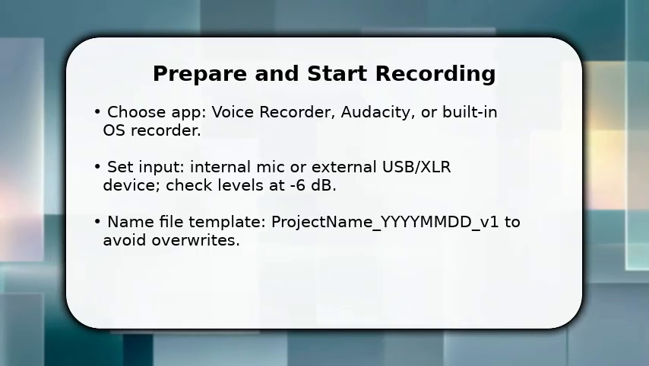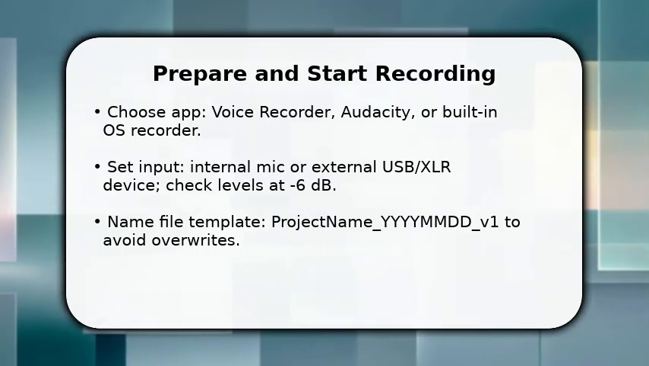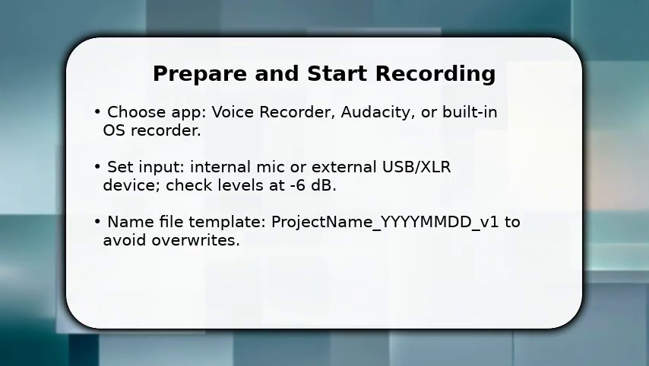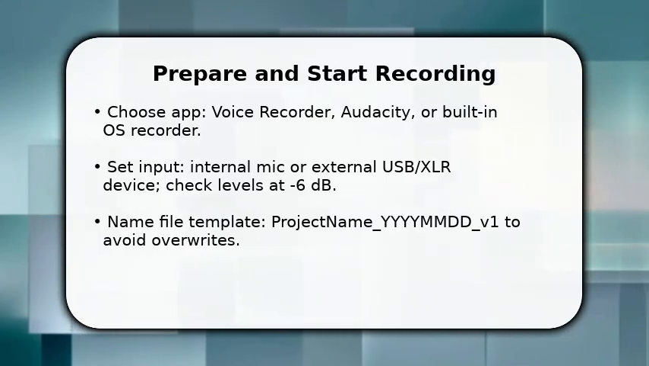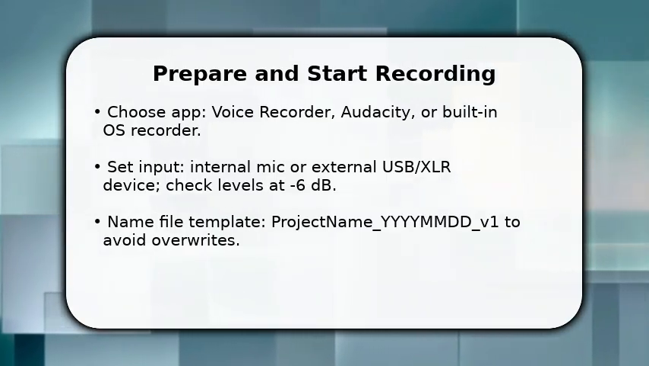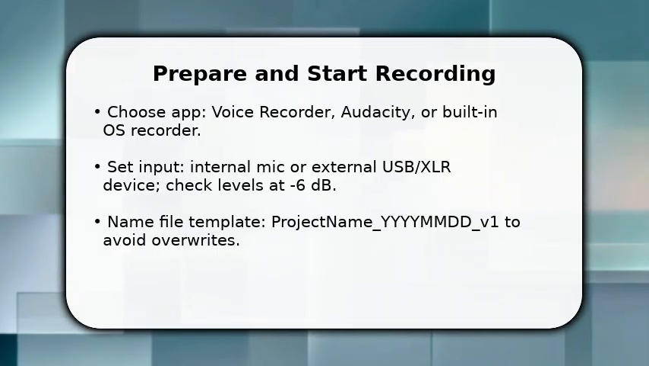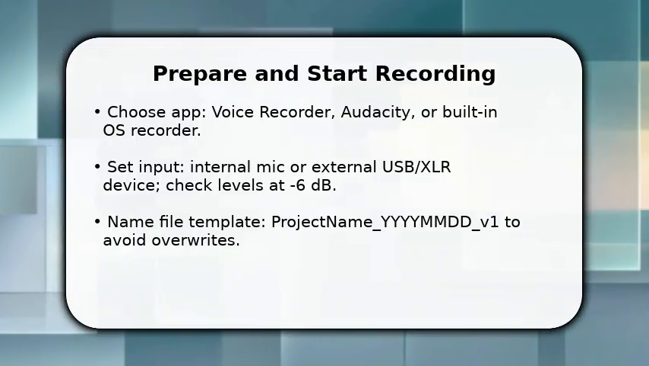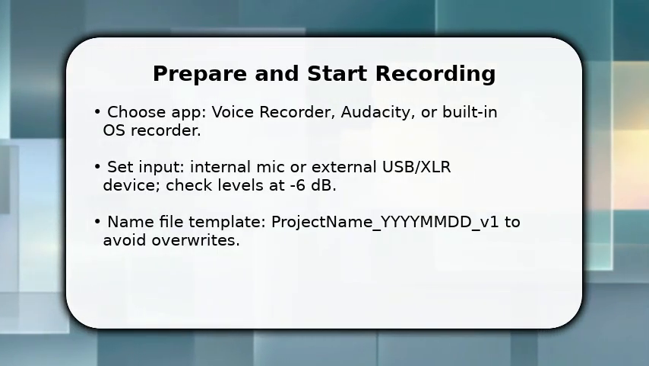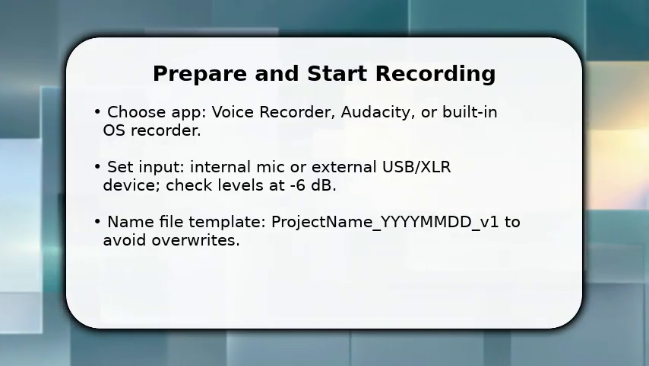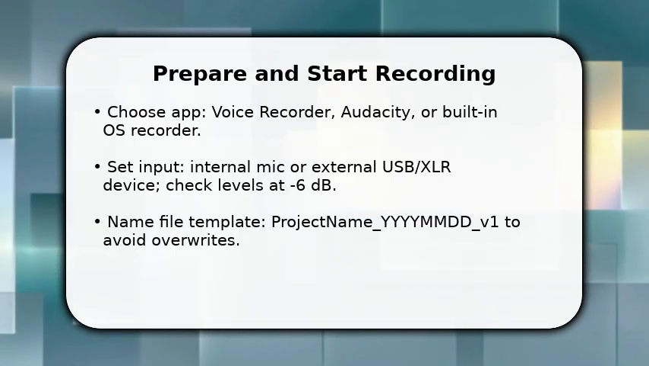Enjoy the video. You begin by picking the tool and input. Open your recorder app and select the microphone source you intend to use. Once done, check gain and aim for peaks near -6 decibels so you keep headroom without noise. Make sure to set a sensible file name pattern like project name date version so saving is painless later.